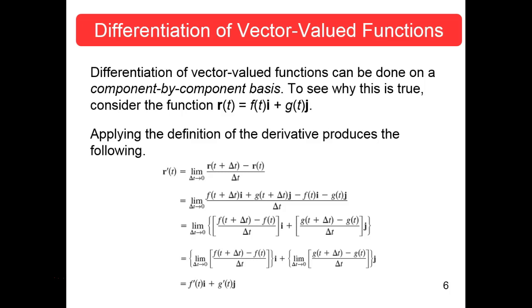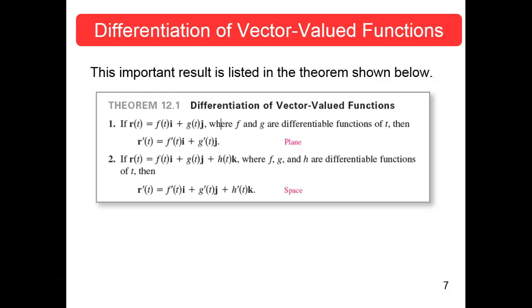To take the derivative of this, just take the derivative of f, that's your i component, and the derivative of g, that's the j component. These are the components of your derivative function. r prime is f prime of t i. So just do them component by component. No cross products, nothing else to worry about. Just do them component by component.